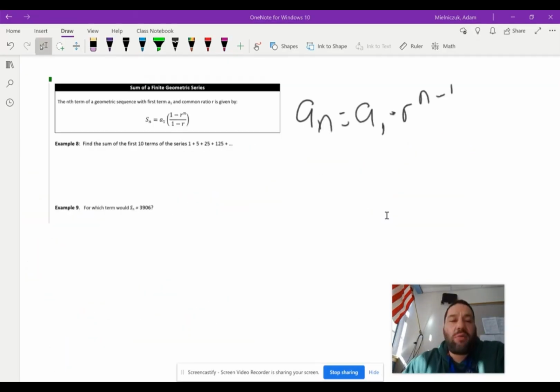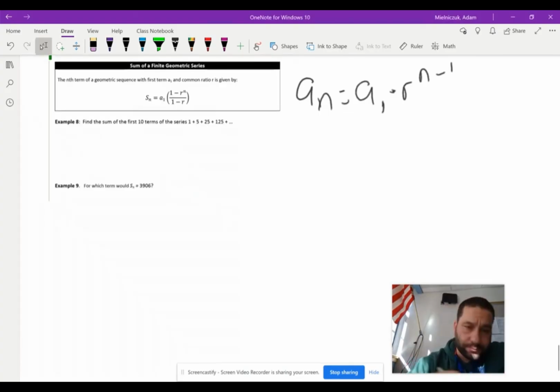Okay, so just like with arithmetic, there is a formula for geometric to help us find the sum. It says the sum of the first n terms of a geometric sequence with first term a sub 1 and common ratio r is given by S sub n equals your first term times 1 minus r to the n over 1 minus r. So example 8 says find the sum of the first 10 terms of the series 1, 5, 25, and so on.